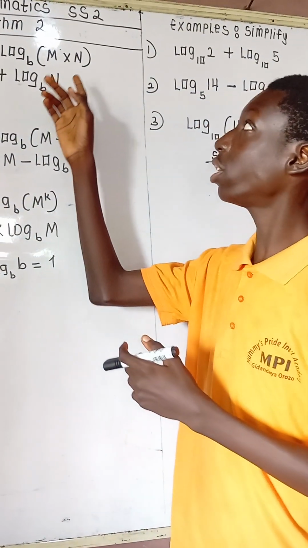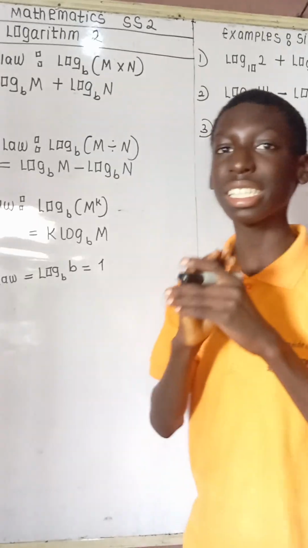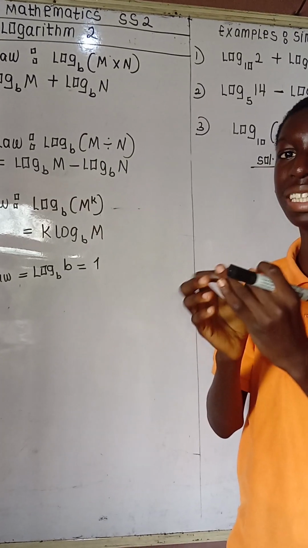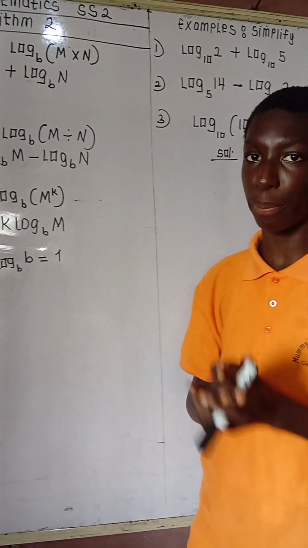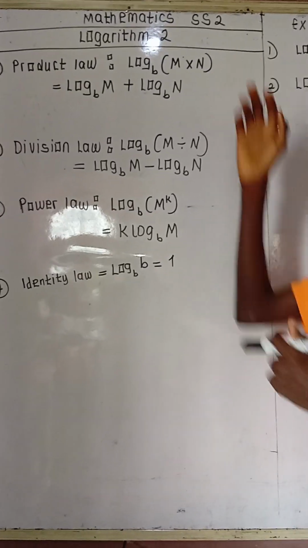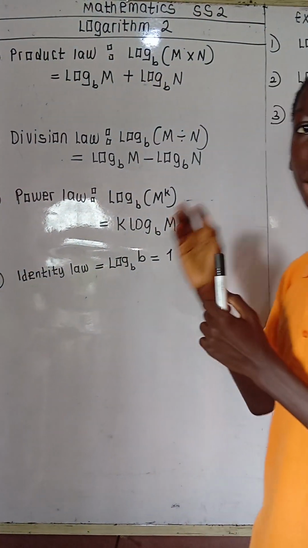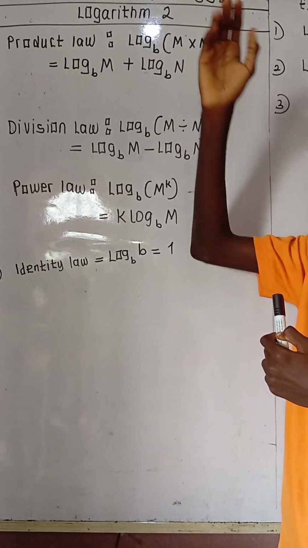Make you understand logarithm of SS2 from 0 to hero. Now, one thing about mathematics is that when you're given a particular topic, aside from knowing the formula, another thing you should know is the basic law that is guiding that particular topic. Now, to know logarithm part 2 of the SS2 topic, we have some certain laws that govern this particular logarithm. Don't forget what logarithm is from my previous video.